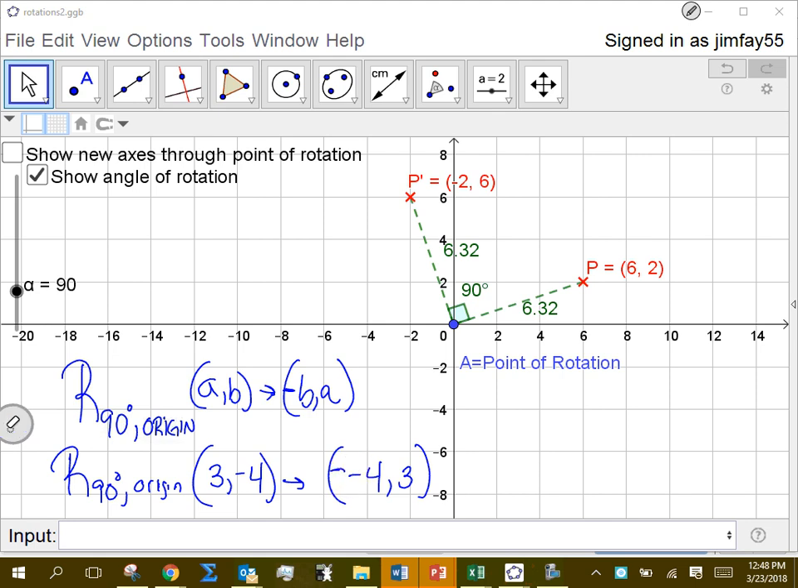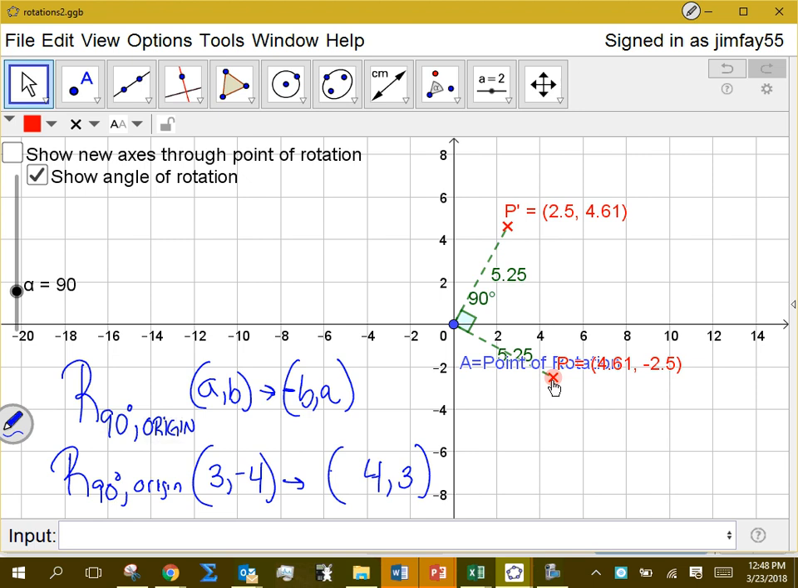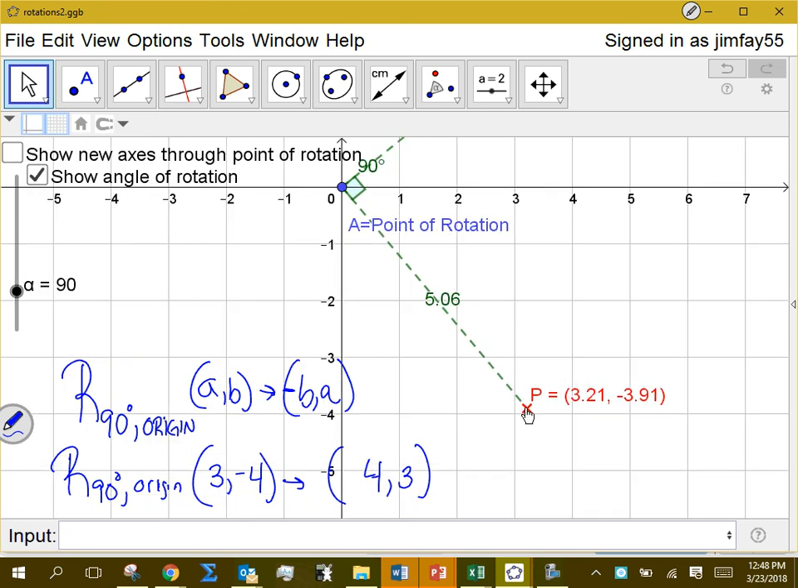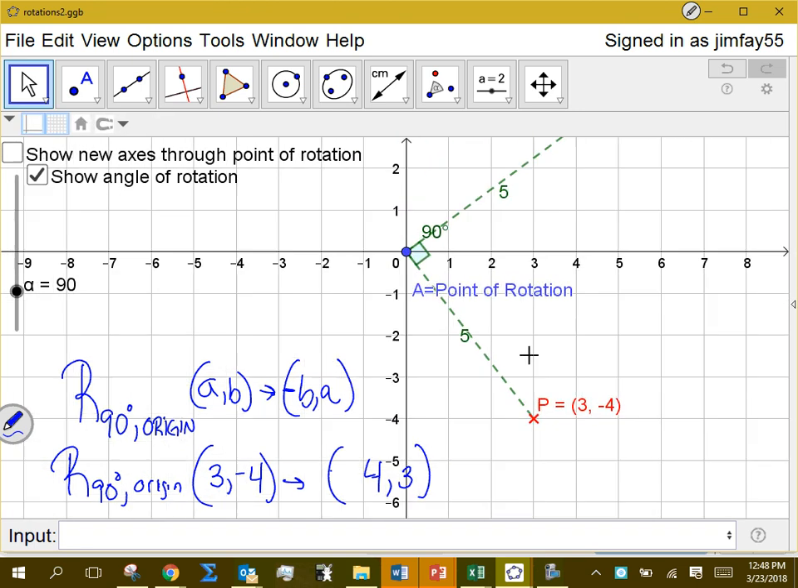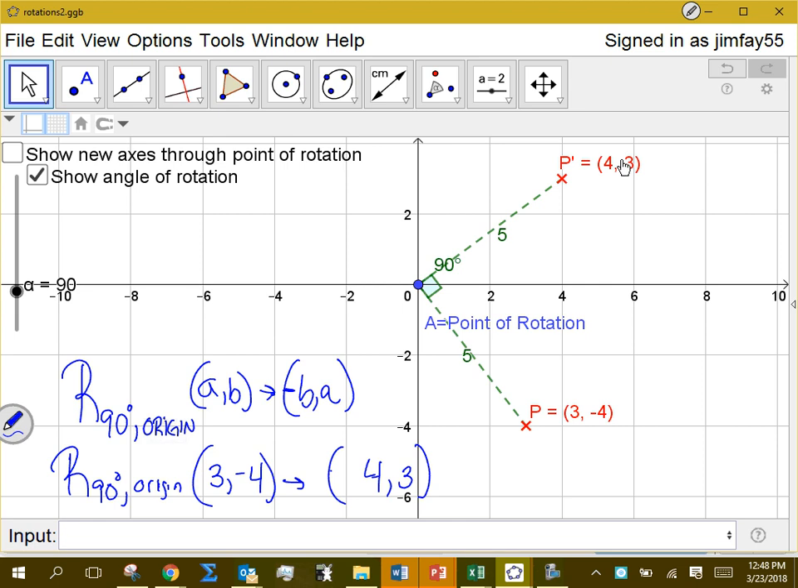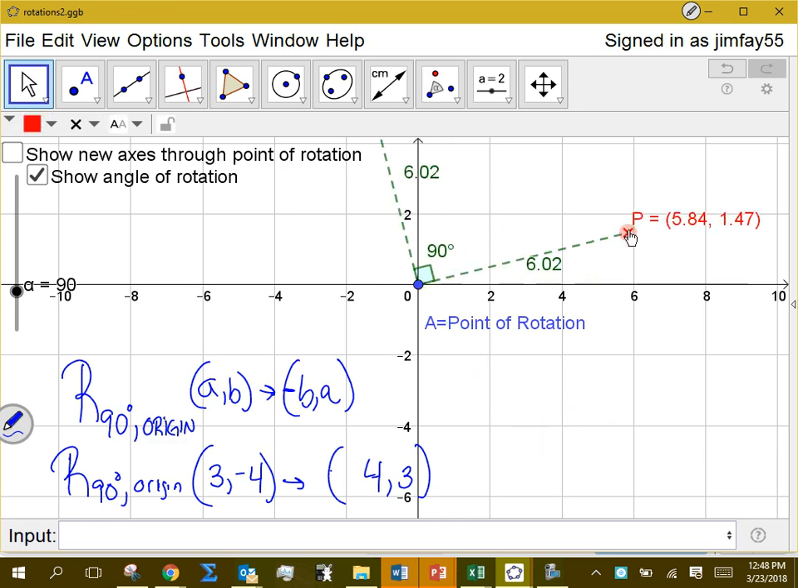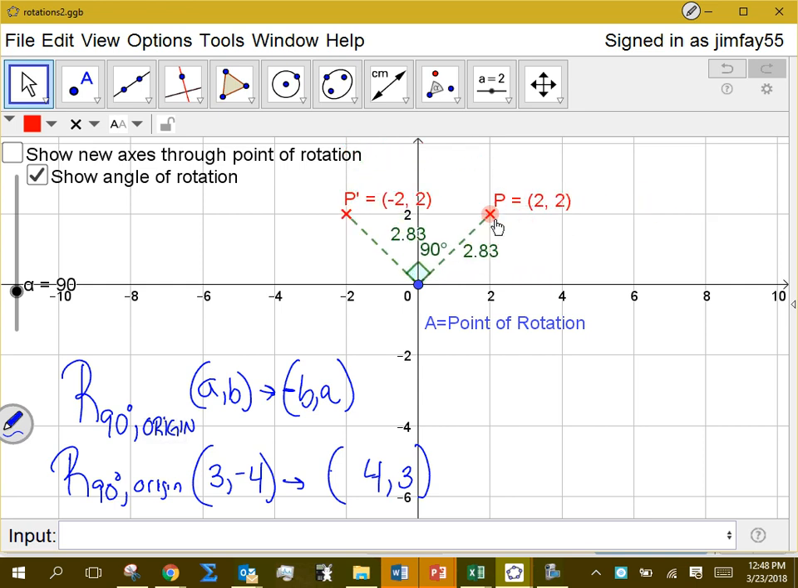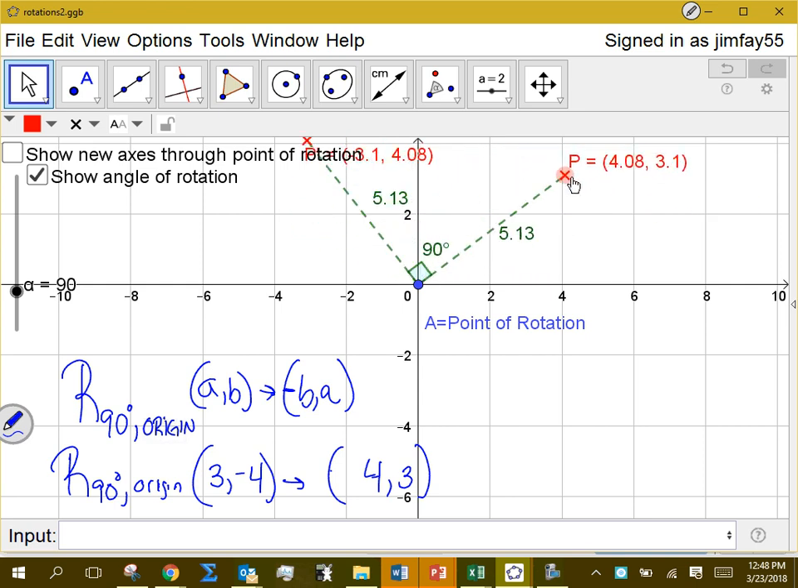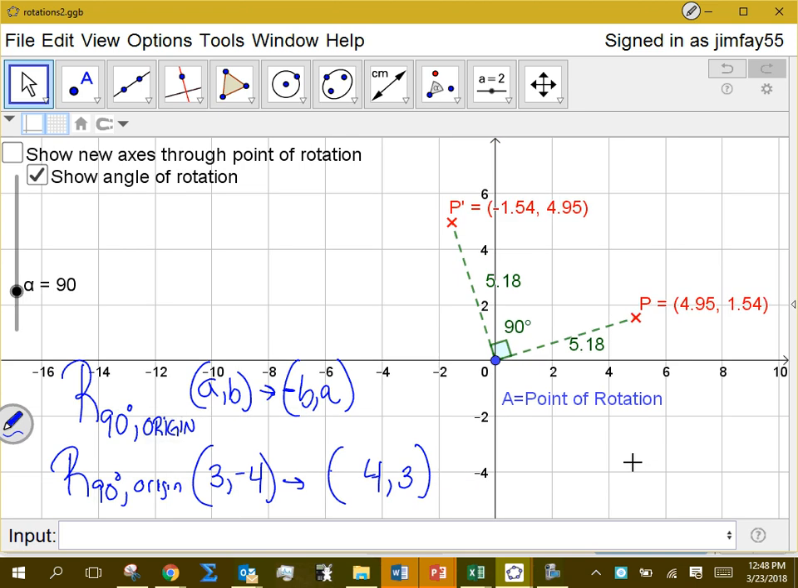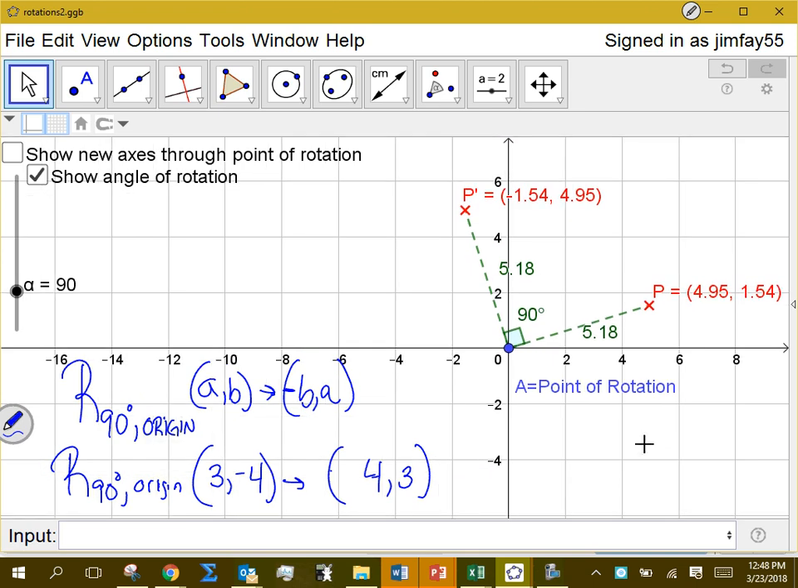Positive. So if I ask GeoGebra to look at this and verify this for me, if I started at 3, negative 4, right there, do I get the point 4 comma 3? Yeah. Okay. And you can test that out with essentially any point that you're interested in. You're going to see that relationship. If I start with A comma B, it becomes negative B comma A. Is that all right? So that's one rule that you're going to want to commit to memory.